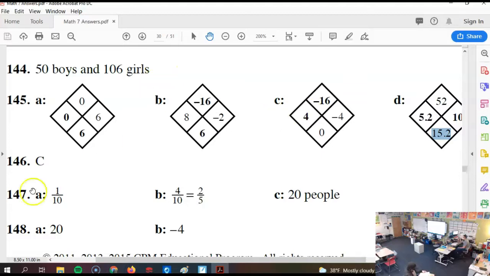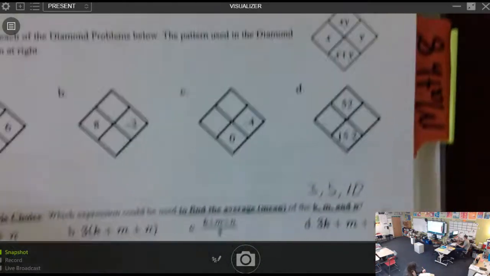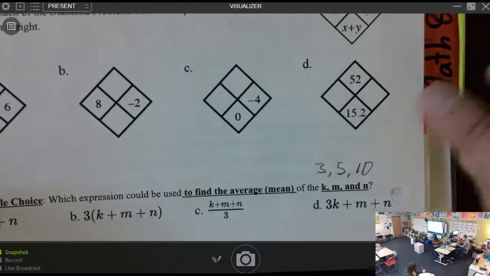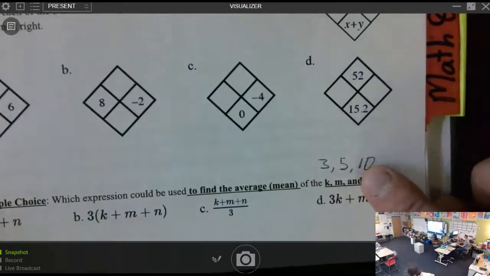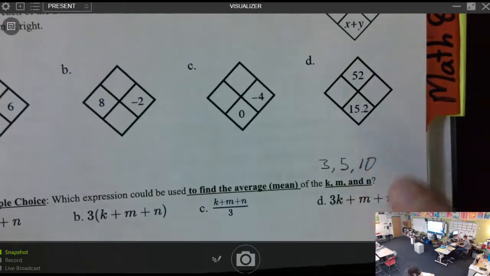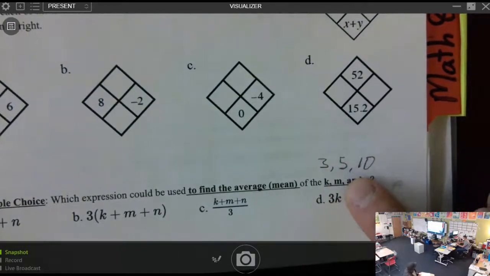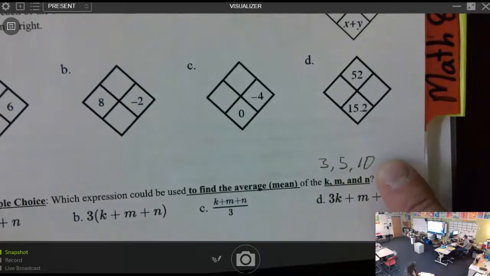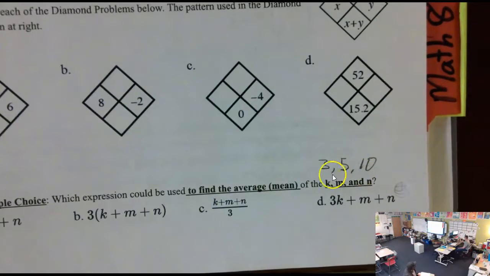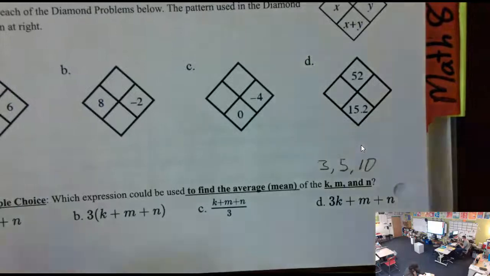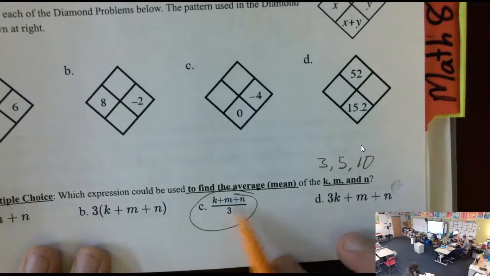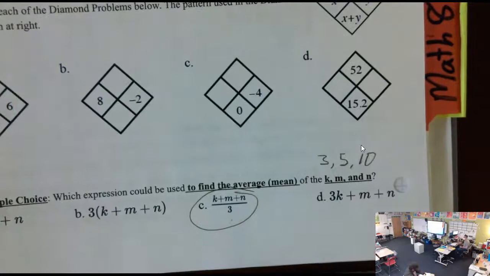In 146, it's easy to just copy down C. But guys, I don't know if I said this for your class or not, but if you're thinking about a problem involving variables, you could temporarily assign some numbers to the variables. So what if I called them K3, M5, and N10? How would I average those three numbers? Add them up, divide by 3. Right? So that's how we get our right answer of C here: we need to add them up and divide by how many numbers we have.